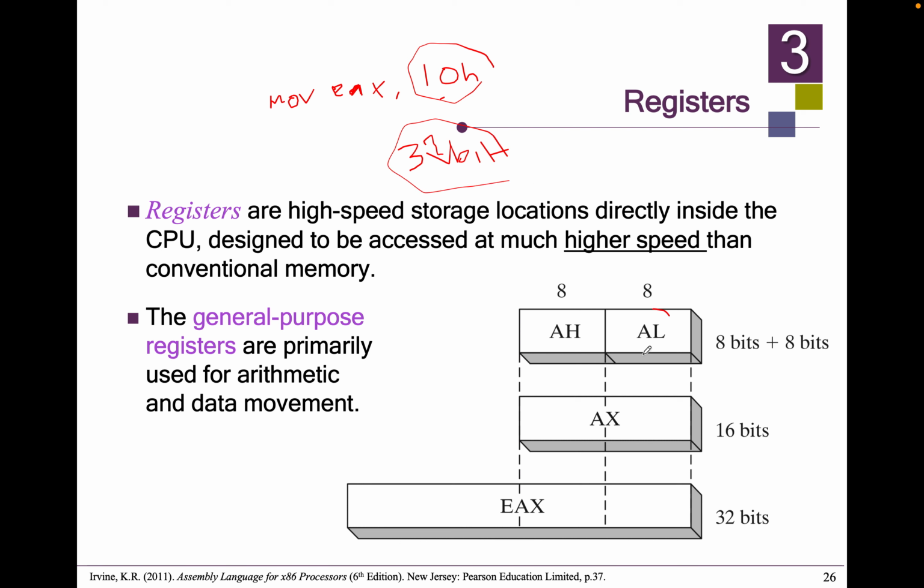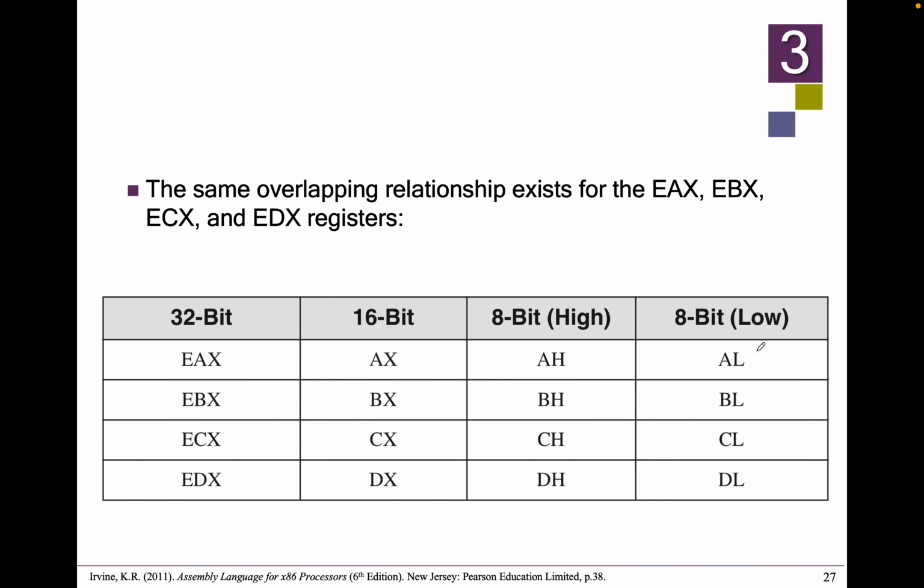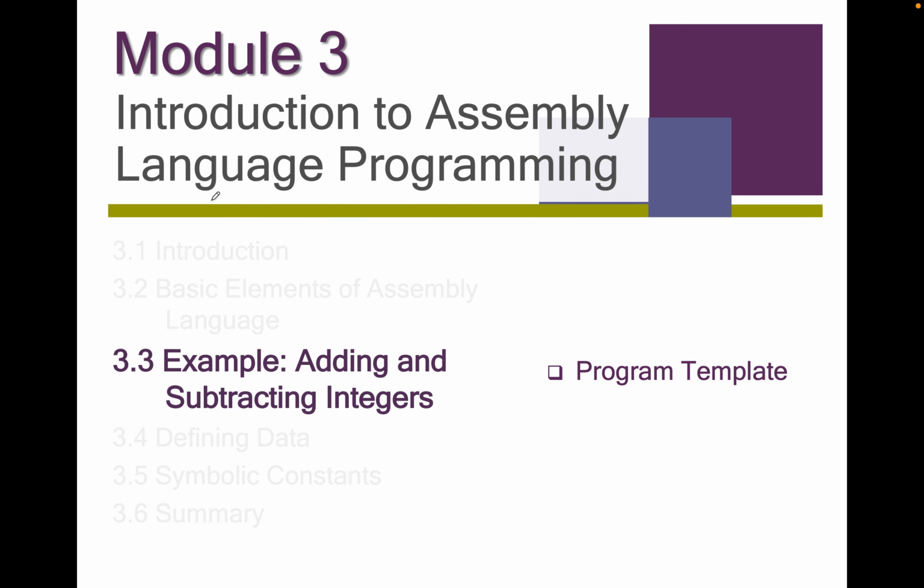So AL supports 8 bits. AH also supports only 8 bits. AX supports 16 bits. EAX supports 32 bits. It can also be BX or EBX, as long as you know that if there is an E in front, it is 32 bits. Only AX or BX or CX is 16 bits. AL and AH is 8 bits. So here also there is a correlation between each other. You can see we went through this last time also.